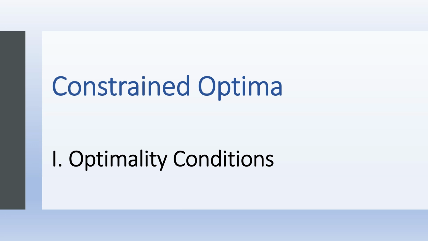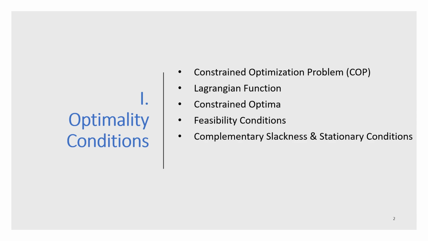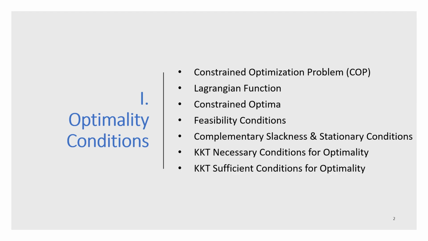Constrained optima. I have divided this lecture into two parts. Part one is optimality conditions, and part two is graphical illustration of the optimality conditions. So we'll begin with part one, optimality conditions. The topics are constrained optimization problem, Lagrangian function, constrained optima, feasibility conditions, complementary slackness and stationary conditions, KKT necessary conditions for optimality, KKT sufficient conditions for optimality.